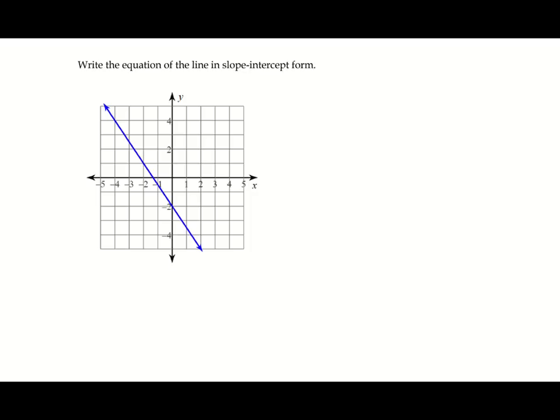With this question, we're being asked to put the last couple concepts together. So we're asked to write an equation of a line in slope-intercept form. That means we need two pieces of information. We need to find the slope, and we need to find the y-intercept. So I've got a y-intercept right here where I cross the y-axis. I'm at -2.